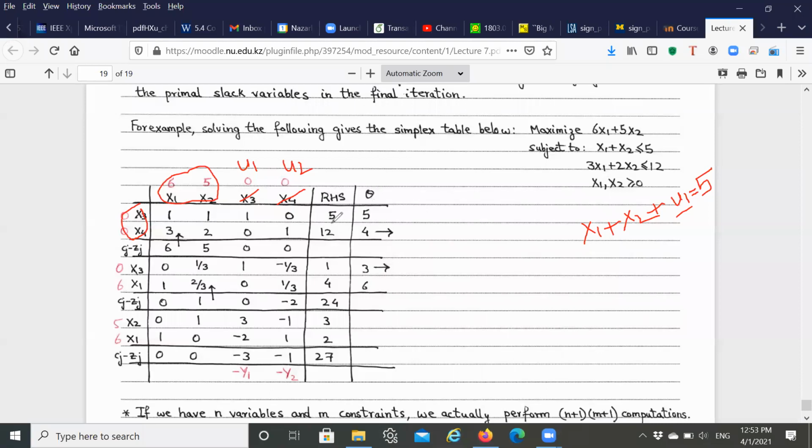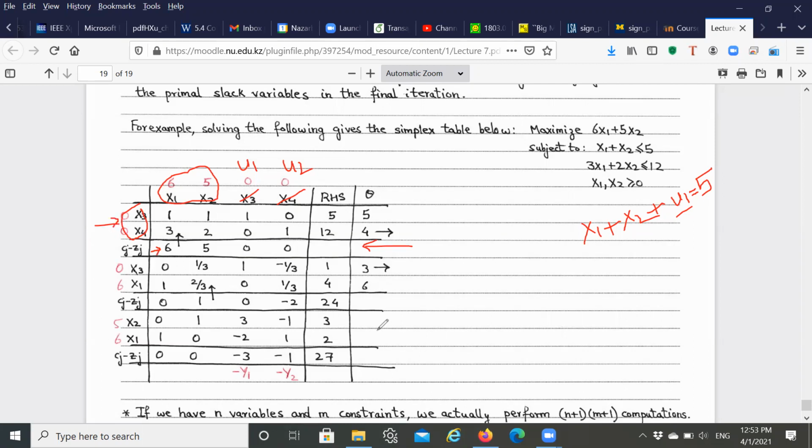And this theta, I told you, is the division. Then you calculate Cj minus Zj, and that would be this row over here, which is 6 and 5. Theta is 5 divided by 1, which is 5, and 12 divided by 3 is 4, because we are choosing this column. And this was step 1 of our simplex method.